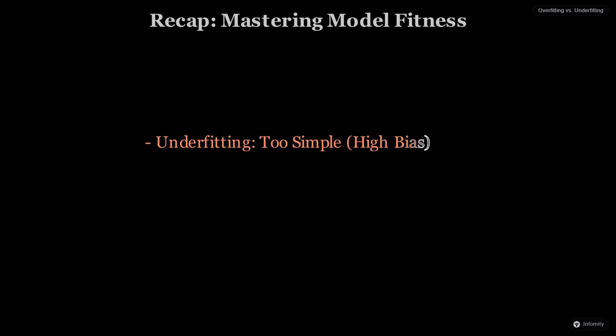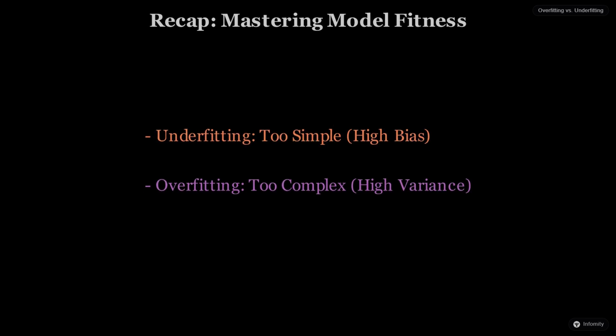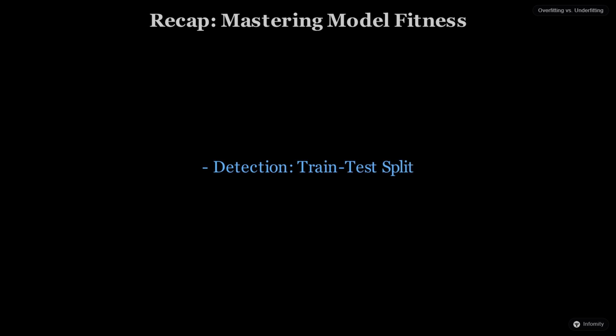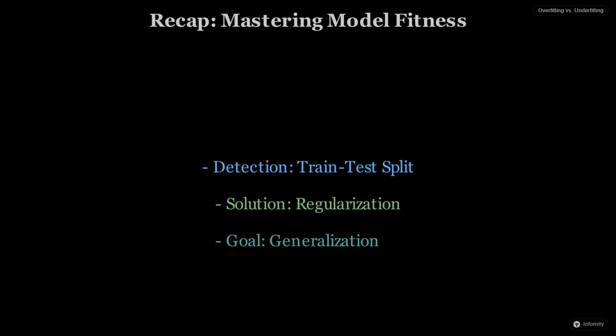In summary, we've explored underfitting and overfitting. Underfitting means a model is too simple to capture true patterns. Overfitting means a model is too complex, memorizing noise instead of generalizing. Splitting data into training and testing sets is vital for detection. Techniques like regularization help control model complexity and prevent overfitting, leading to more robust and accurate predictions. Understanding this balance is fundamental to building reliable machine learning models.